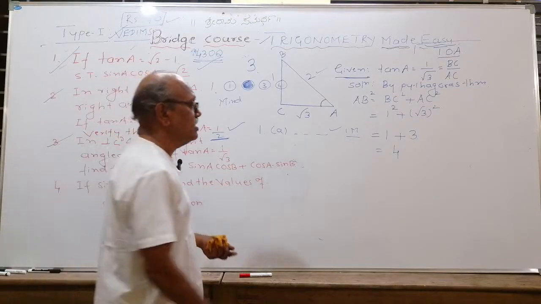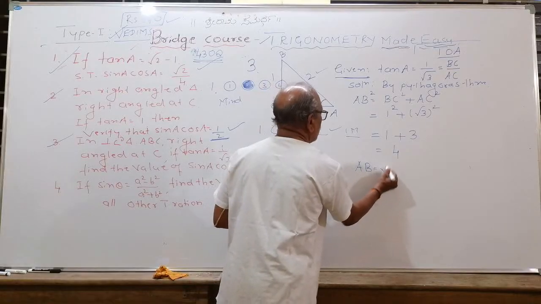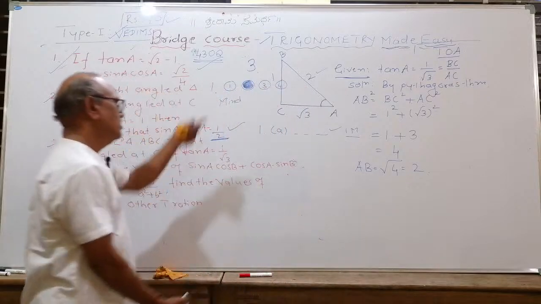Even quiz questions I will ask you. Then AB will be what? AB will be what? Root 4. Square root of 4 will be 2. Now you got it.